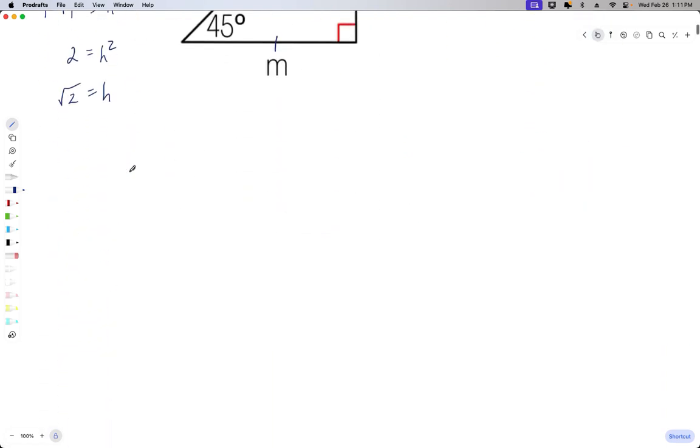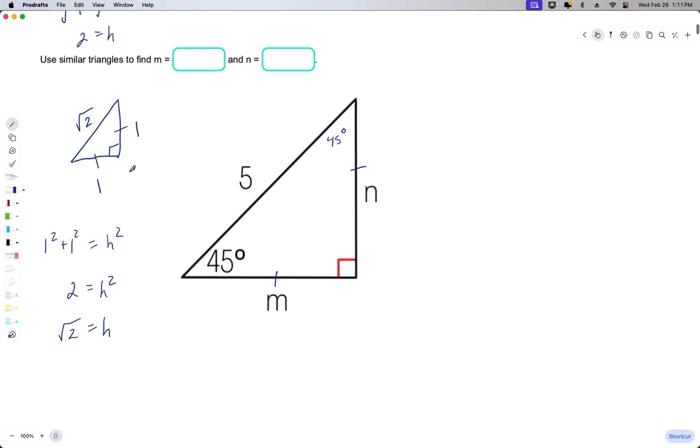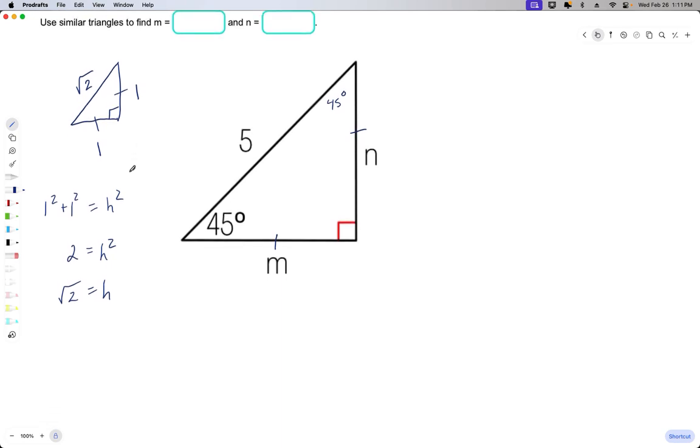Okay, back to this problem. So we can ignore this now. We don't need this at all. It doesn't help us solve the problem. Then we're going to set up our proportions just like before.